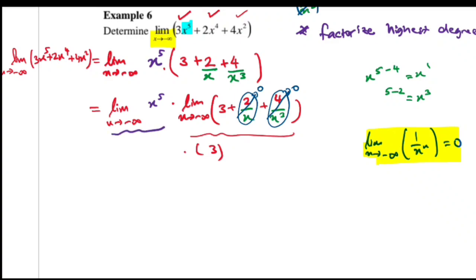So how to find this limit? This is the value of x, which is negative infinity. Just substitute that into your x. Negative infinity power of 5. And what is negative infinity power of 5 multiplied with 3? Negative infinity is a very small number. Multiplied with 3, still a very negative number. And that's your final answer.